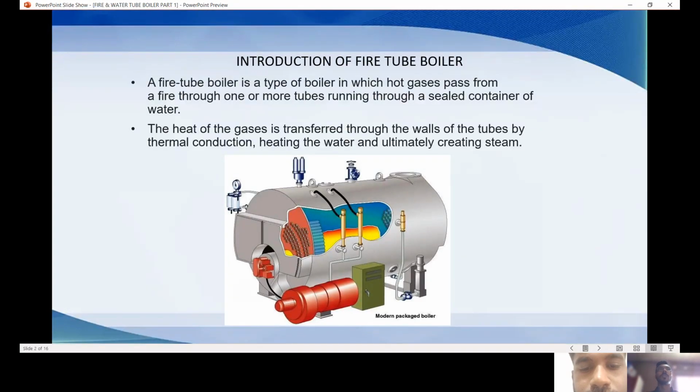Introduction of Fire Tube Boiler. A fire tube boiler is a type of boiler in which hot gases pass from a fire through one or more tubes running through a sealed container of water. The heat of the gases is transferred through the walls of the tubes by thermal conduction, heating the water and ultimately creating steam. The picture is a fire tube boiler.